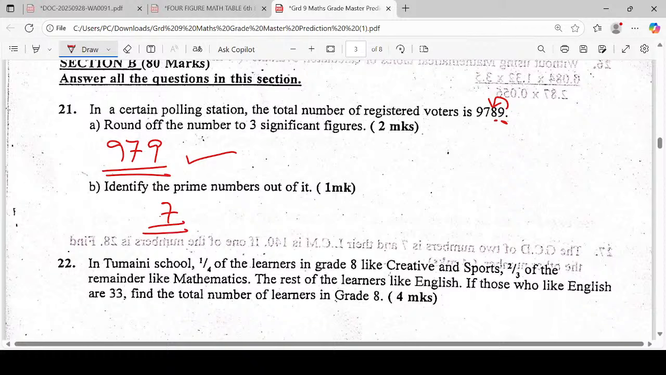That is so because this one was a whole number, we'll have a 0 here. Remember also, a 0 at the end of the number may or may not be significant. It is there as a placeholder, but it is not significant. So the correct answer is 9,790. Don't forget that. Part B, this is the answer.